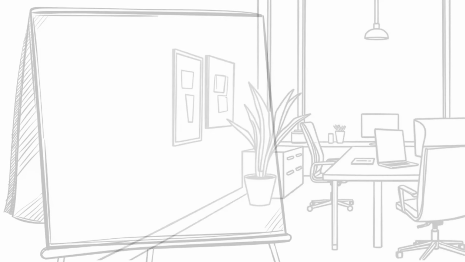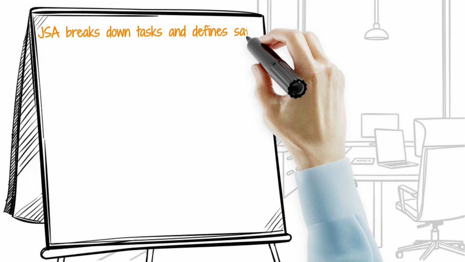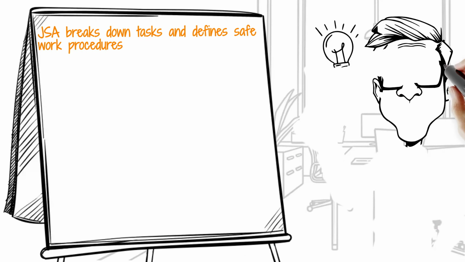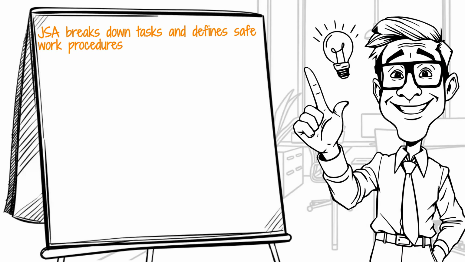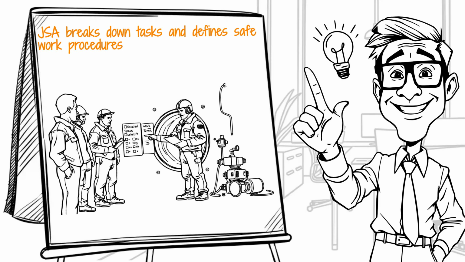It breaks down a task into sequential steps, identifies the risks associated with each step, and then defines the necessary precautions and safe work procedures. It ensures that every team member knows the hazards and the exact safety steps required. It's often carried out as part of a permit-to-work system, especially for high-risk operations like entry into enclosed spaces or hot work.